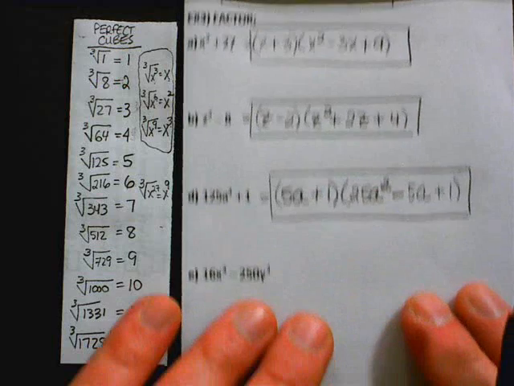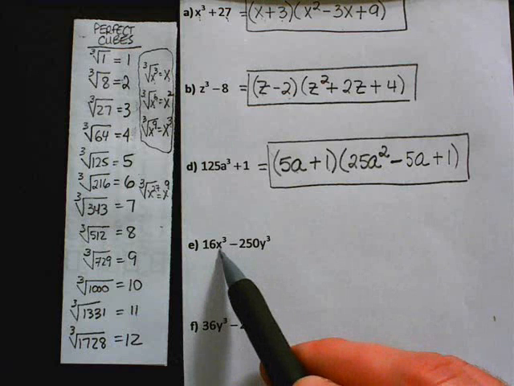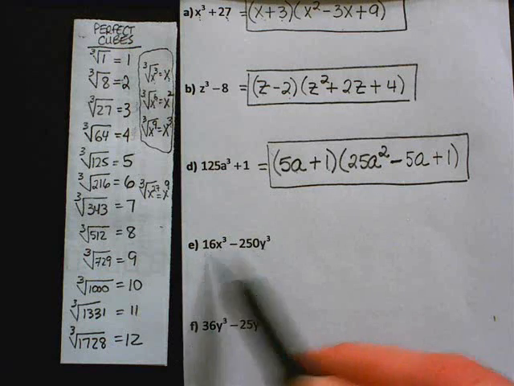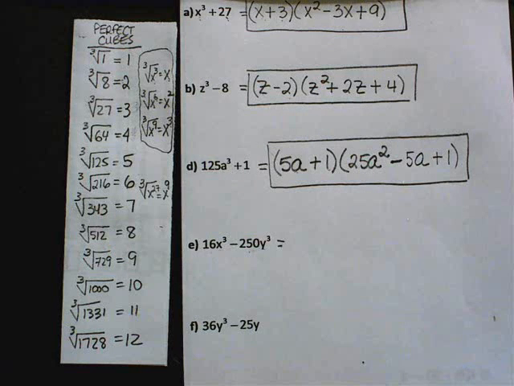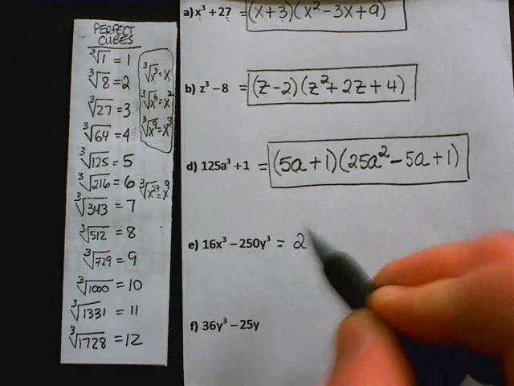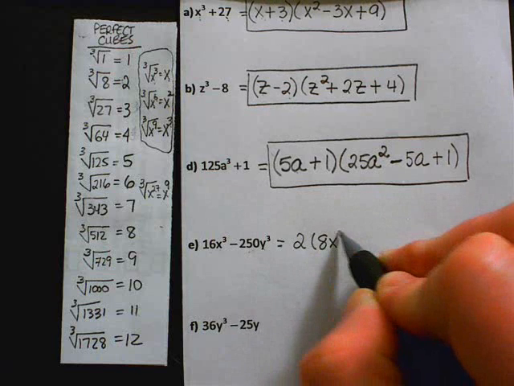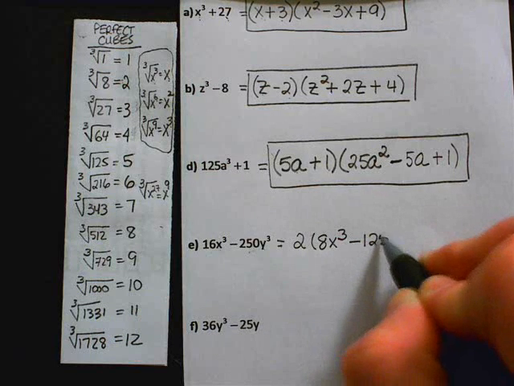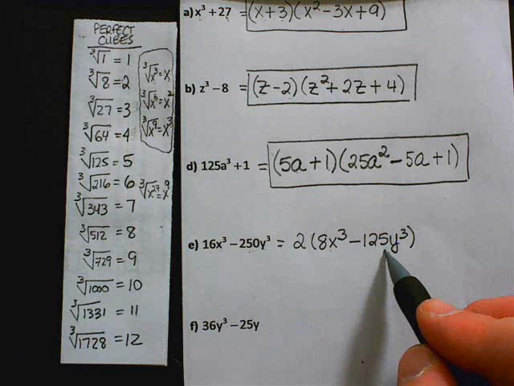Alright, let's continue on. The next one, I noticed that these are perfect cubes, but the numbers in front of the letters are not perfect cubes. But remember, you need to ask, can I factor anything from both terms? And the answer is yes, I can factor out a 2. By factoring out a 2, the first term becomes 8x cubed, and the second term becomes negative 125y cubed. And notice that these two now are perfect cubes.